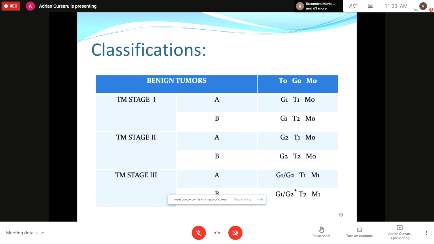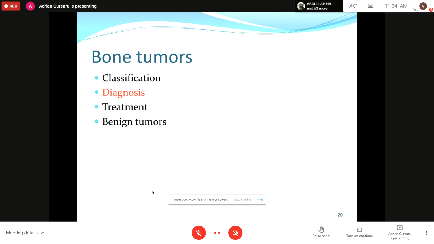In stage 1, we have G1, T1 or T2, with M0. In stage 2, we have G2 with T1 or T2 with M0. But in stage 3, we are discussing the same line at G1, G2, but with metastasis. It is very important: in stage 3, even if it's G1, G2 or T1, T2, if we have an M1, it's stage 3 according to the Enneking classification.